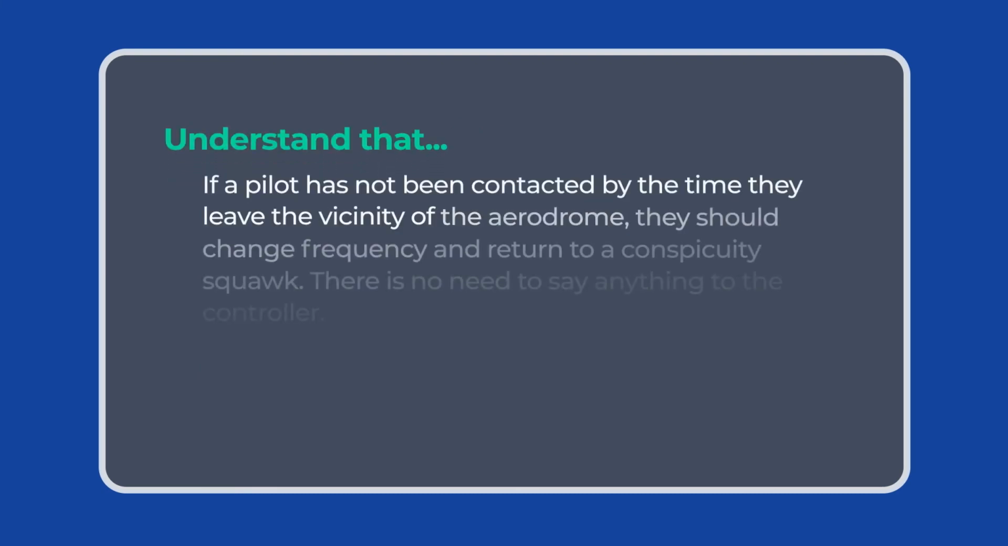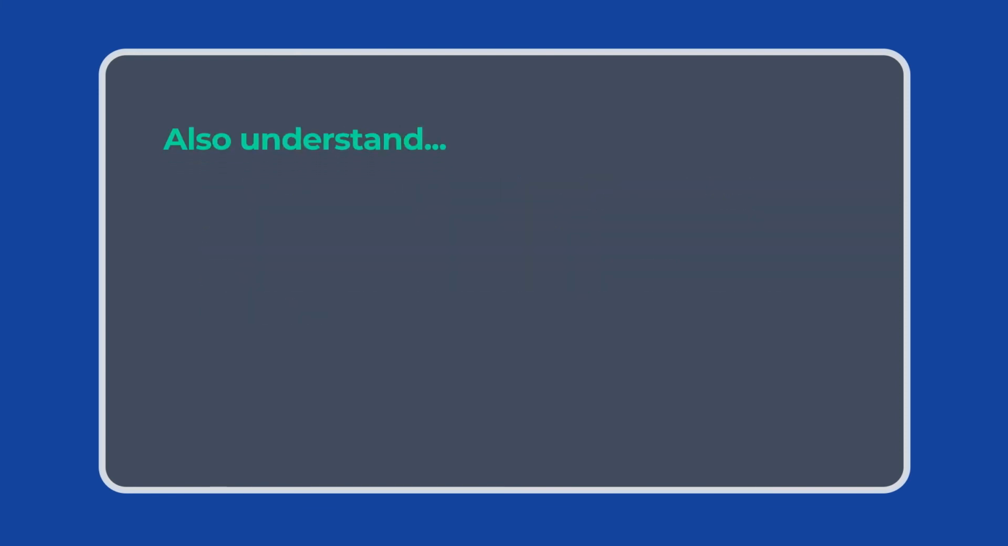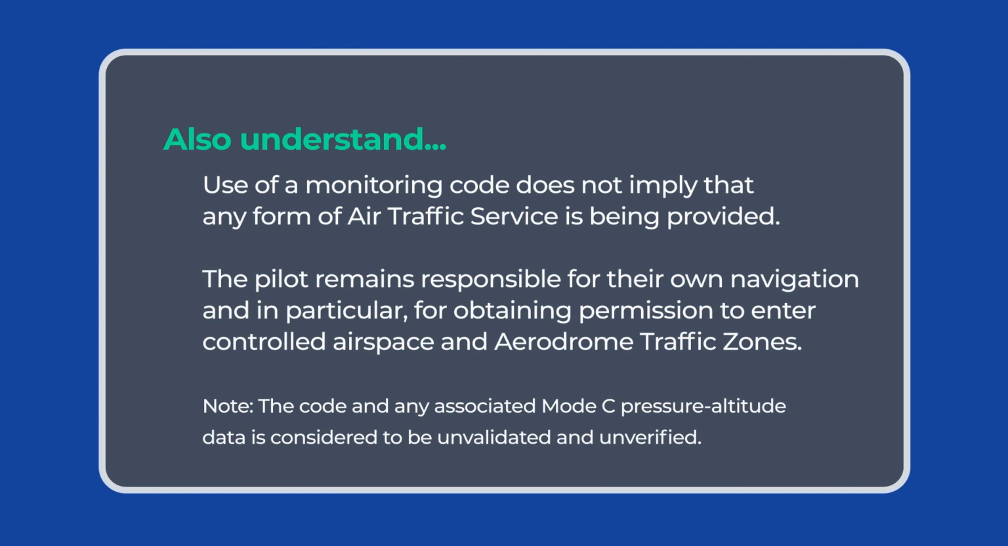If, as is more typical, a pilot has not been contacted by the time they leave the vicinity of the aerodrome, they should change frequency and return to a conspicuity squawk. There is no need to say anything to the controller. Also understand that the use of a monitoring code does not imply that any form of air traffic service is being provided. Additionally, the pilot remains responsible for their own navigation and, in particular, for obtaining permission to enter controlled airspace and aerodrome traffic zones.